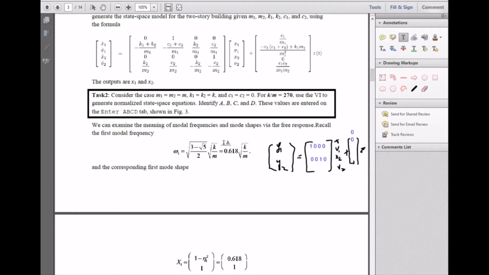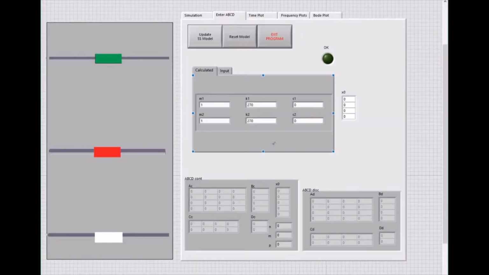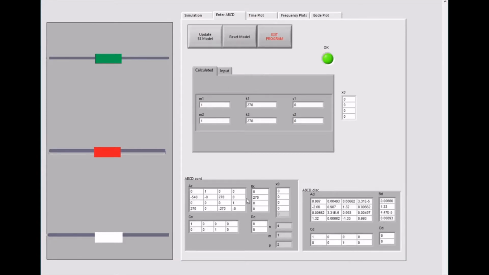Okay, and then how are those values entered? Here it is, Enter A, B, C, D. I can type them in here. Actually, we did something better: when you run it, when you update, it will fill out those A, B, C, D for you.